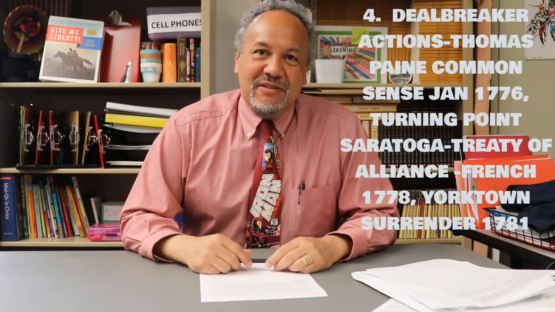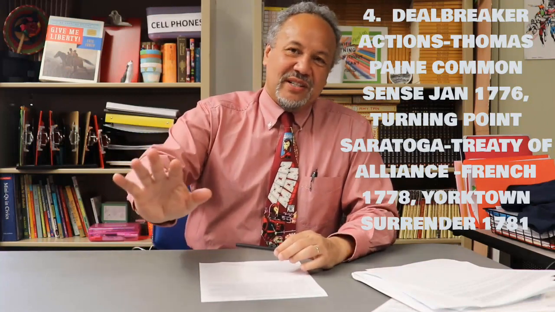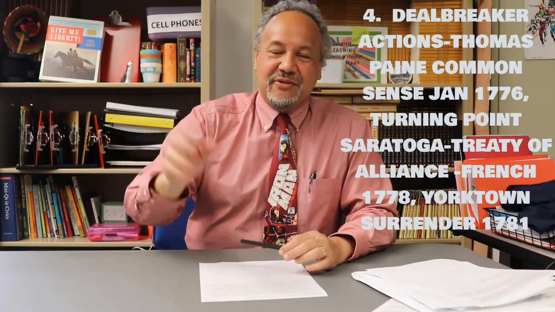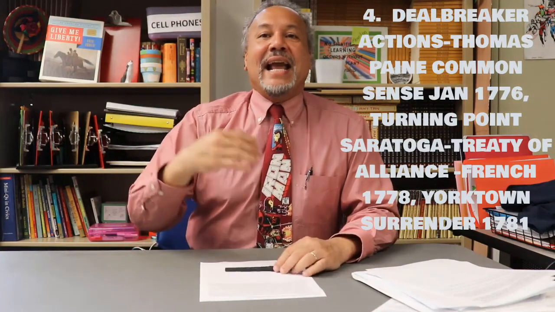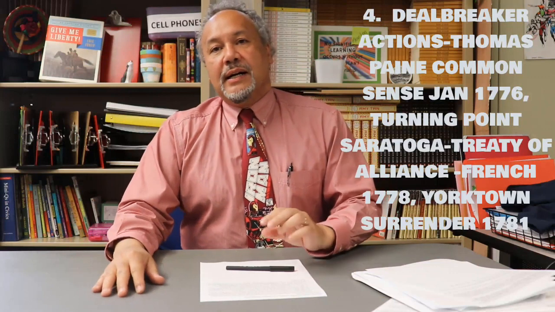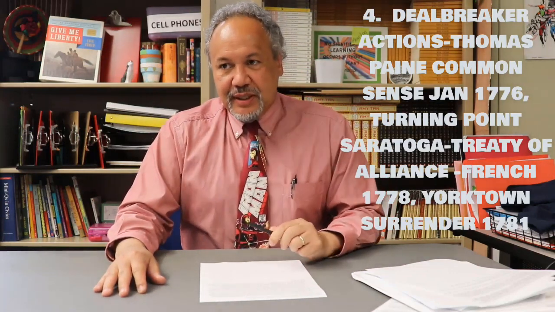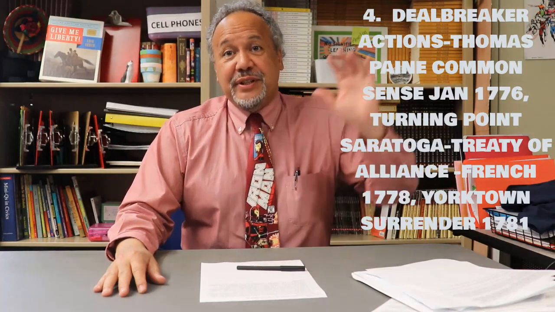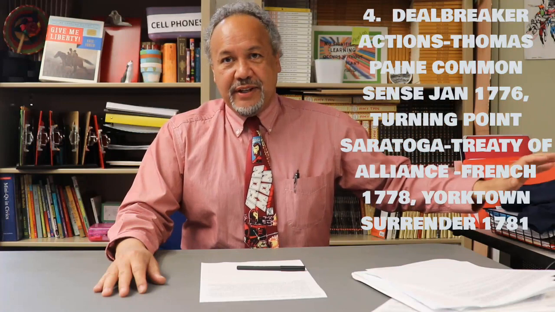Turning Point Battle, 1777, Saratoga. I didn't mention George Washington using his magic in Princeton and Trenton and all that, but that's the main one, Saratoga. Because, like Antietam, the Battle of Antietam in the Civil War in 1862, that kept the British from allying with the Confederacy.